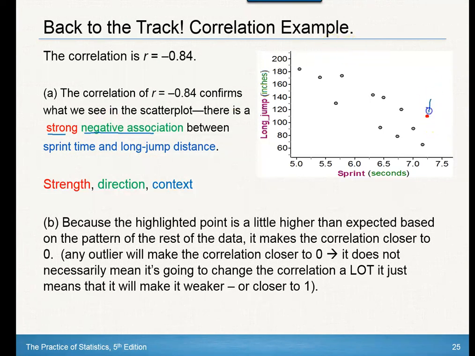Look at this data value right here. This highlighted point is a little bit higher than the rest. We would think that if I had a point all the way out here, it might actually be a little bit lower. Because it's higher than expected, it makes the correlation closer to 0. Basically, if I draw a line right here, your line of best fit, this red dot is going to pull it away from where it should be. So that's making the R value closer to 0. It doesn't mean it's going to change the correlation a lot, but it's going to make it a little bit weaker.